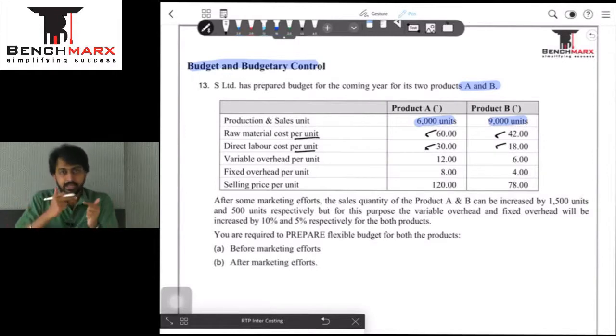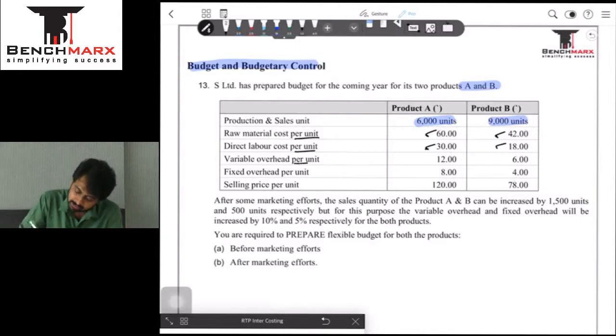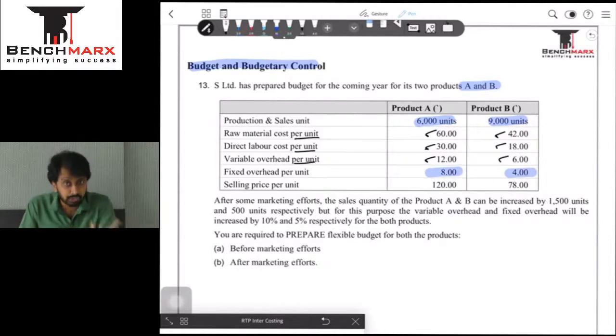So FG into RM consumption into rate per kg is my cost per unit. Variable cost again is given per unit, that is 12 and 6. Now fixed overheads, as I was saying, I can see is 8 and 4. First of all, tell me, are fixed costs incurred on a per unit basis? The answer is no, because they are period costs.